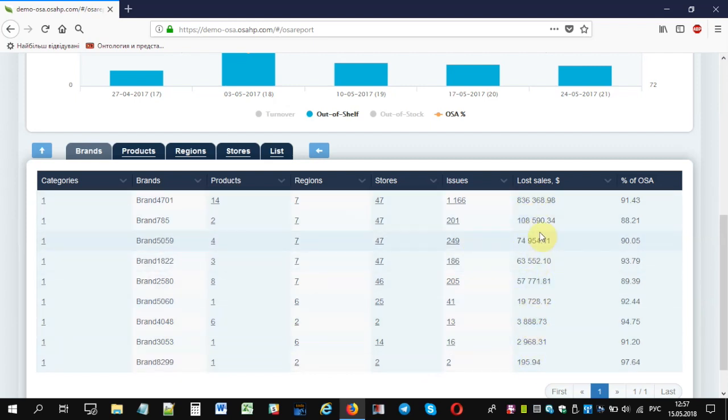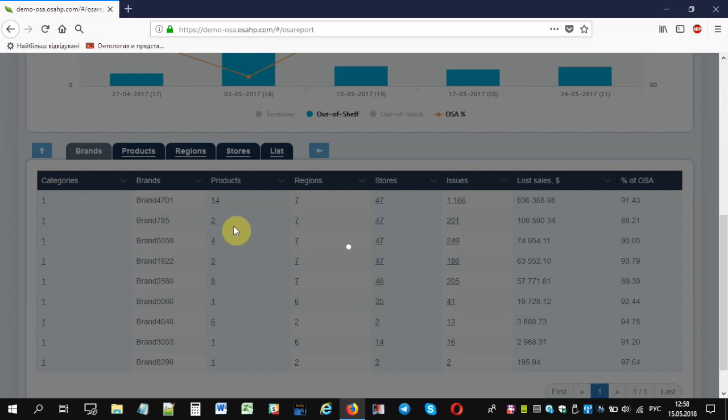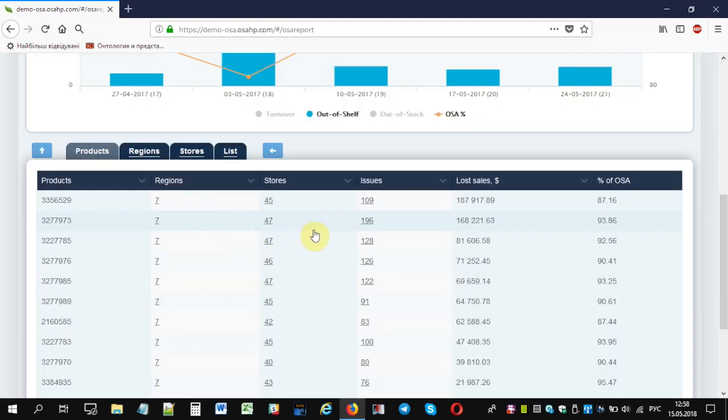But let's look at this from a brand's perspective, how the level of lost sales is distributed according to each brand. We can see that the brand 4701 actually took the lion's share of the lost sales and did not significantly reduce the out-of-shelf level. Let's look at the specific products in the brand and how the situation played out. We see that, in fact, 2 products from the brand had particularly large lost sales. Most likely, the reason for this was the out-of-shelf problem.